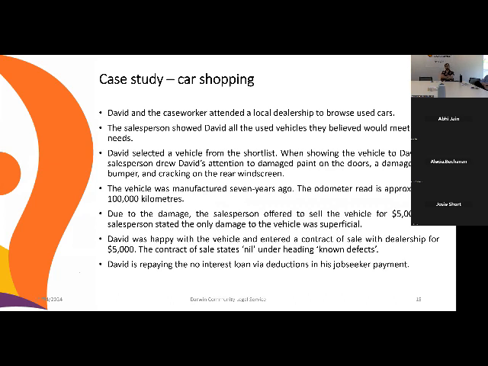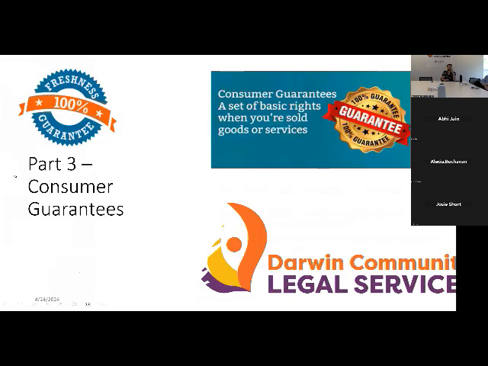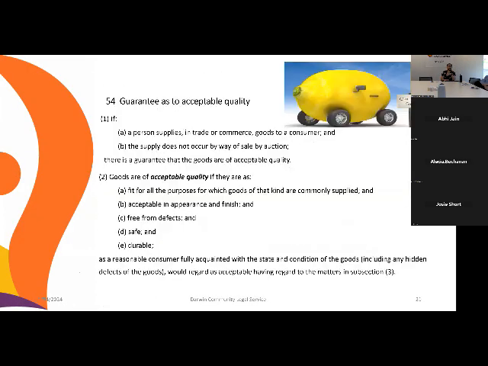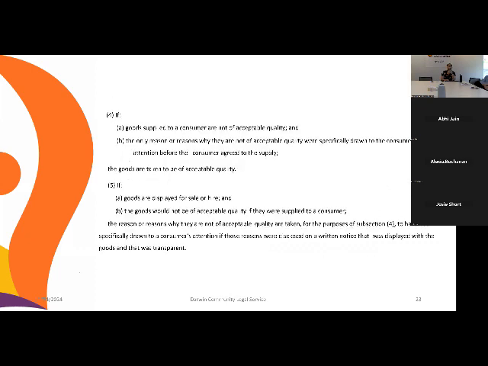it states when showing the vehicle to David, the salesperson drew David's attention to damaged paint on the doors, a damaged front bumper, and cracking on the windscreen. So there's probably a very strong argument by the supplier that those superficial defects do not make the vehicle not of acceptable quality. Because before David acquired the vehicle, they pointed it out and clearly showed it to David, and David was still happy to purchase it. So those are probably defects that won't be actionable.